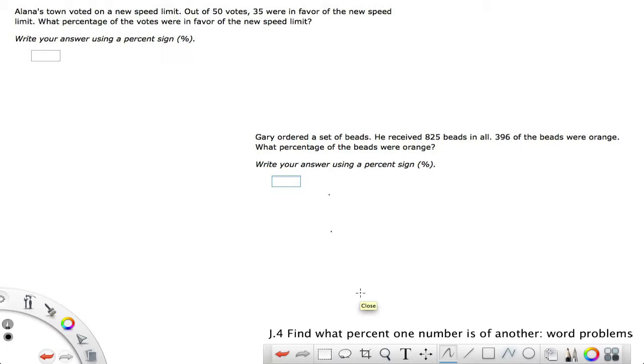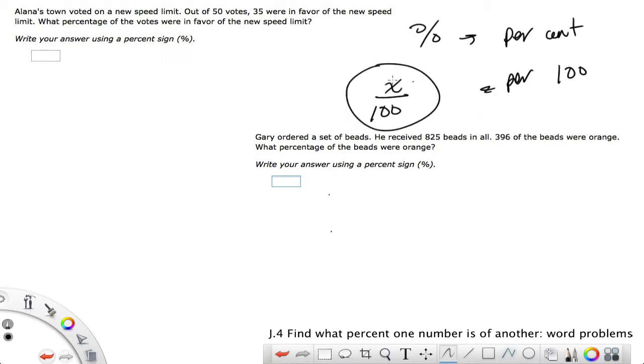Alright, so this is grade 8 IXL section J.4, looking at the percent of one number, how much that is of another. And in this case, this is just division. So remember, percent simply means per 100, or that per can mean for every 100. So this is our ultimate goal, to find some percentage.